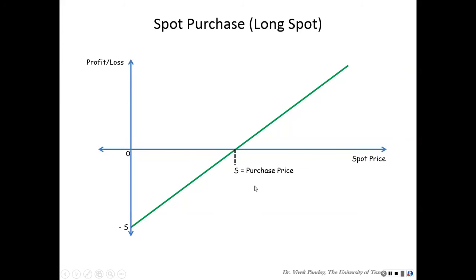So this is a simple spot purchase, and what you see is, if the scales on both axes were equal, this would be a 45-degree line, right? Every dollar the price goes up, you make a dollar on whatever you purchase, because you can sell it later for that higher price, right? And if the price falls, you'll only be able to sell for a lower price and you lose money.